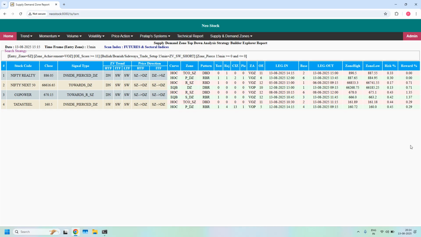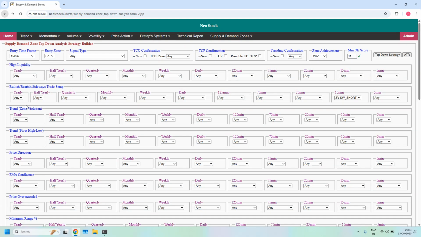Okay, next bullish trade setup for daily income trade. Changes are 15 minutes demand zone, entry time frame, and here bullish. And one more change, minimum odd enhancer score should be 12.